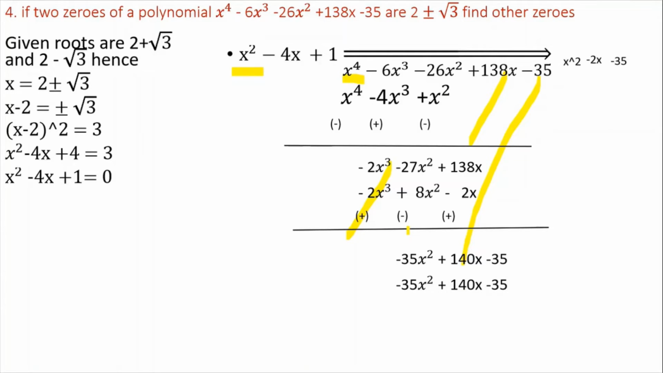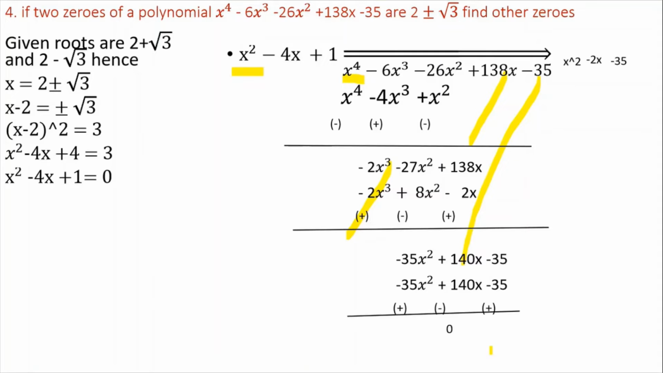before performing addition. So, after addition, what do we get? Minus 35x squared and plus 35x squared cancel, plus 140x and minus 140x cancel, and minus 35 and plus 35 cancel. So 0 remains as the remainder.